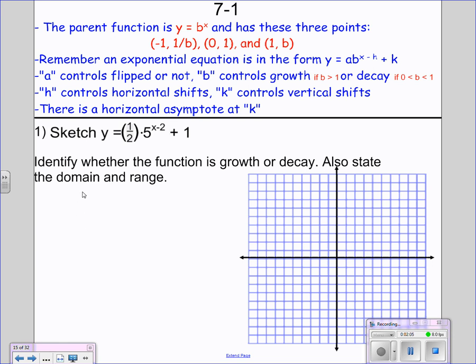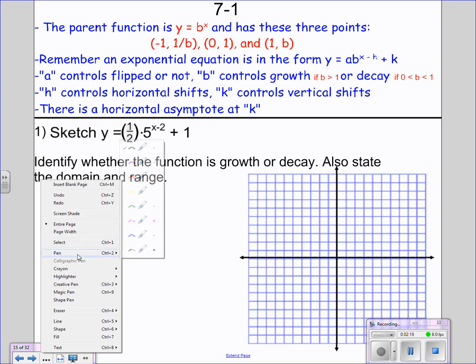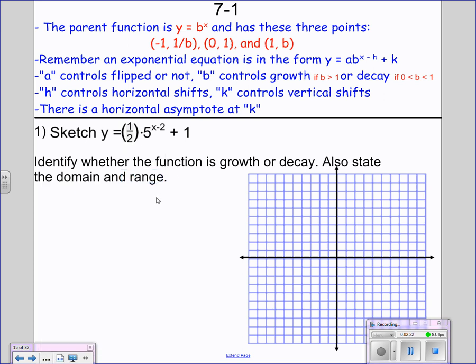So let's graph this function. We're going to graph both the parent and this one. And then we're going to determine if it has growth or decay and state the domain and the range. So the basic function is y equals 5 to the power of x. 5 being the base, that's b. And then, again, all that extra stuff is part of the transformation.